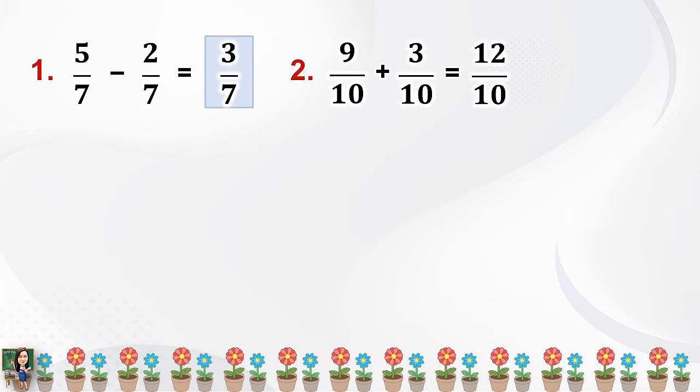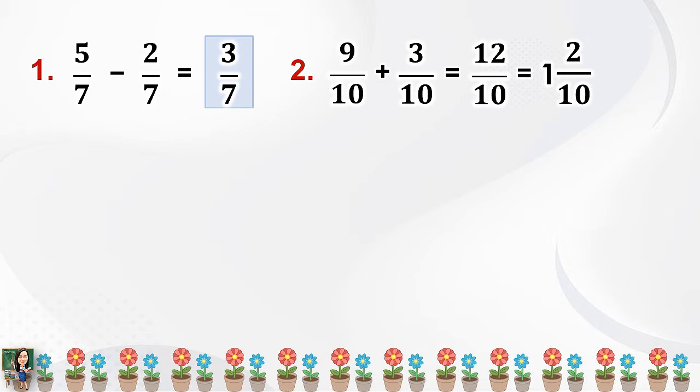So 12 tenths is an improper fraction. We will change the improper fraction 12/10 to a mixed number by dividing 12 by 10. So 12 divided by 10 is 1. 1 is the whole number and the remainder 2 is the numerator, then copy the common denominator, 10. The answer is 1 and 2/10.